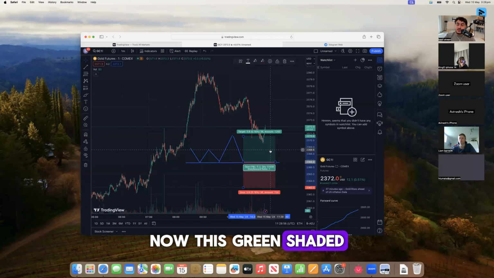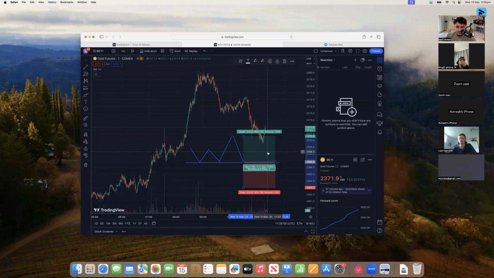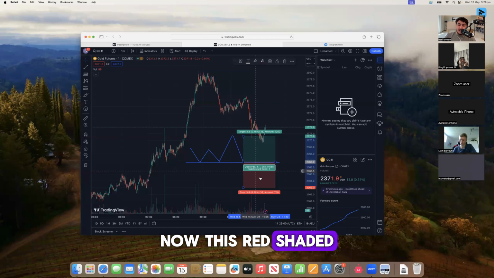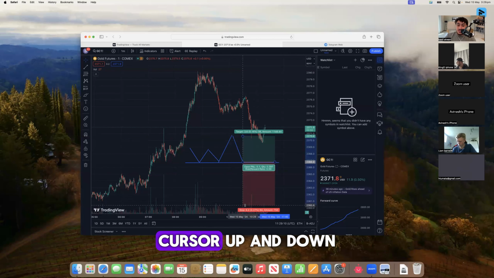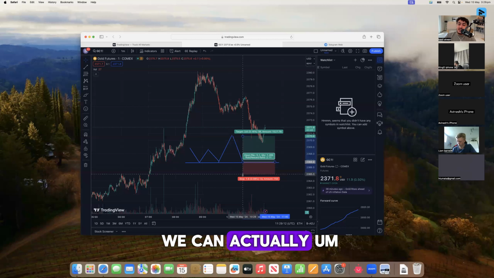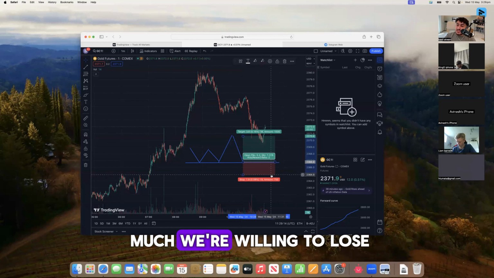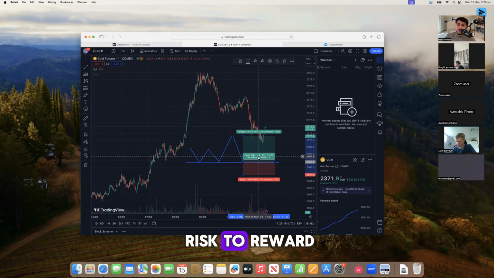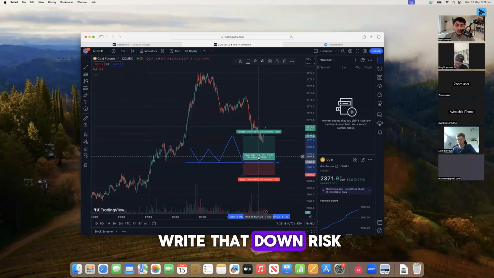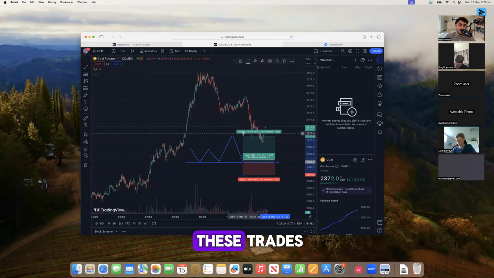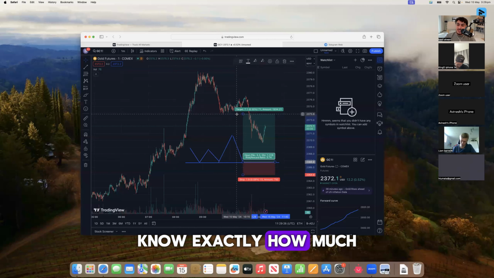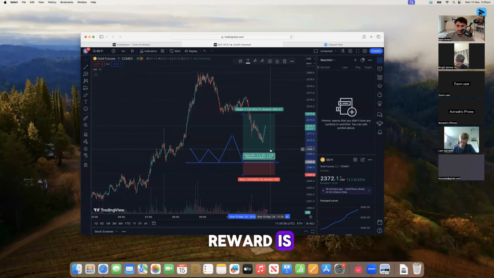Now, this green shaded area represents profit. Now, this red shaded area represents loss. So, obviously, we want our profit to be higher than our loss. So, if we move this cursor up and down, we can actually navigate how much we're willing to lose. So, this is called risk to reward. So, if you want to write that down, risk to reward is very, very important, especially when you're taking these trades, because you need to know exactly how much you're risking and how much your reward is.